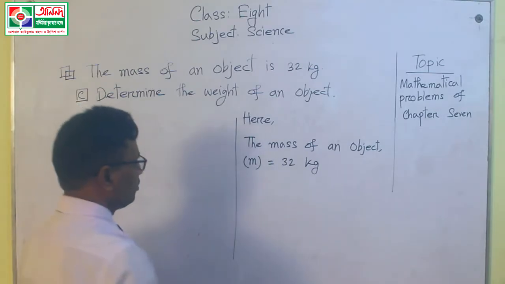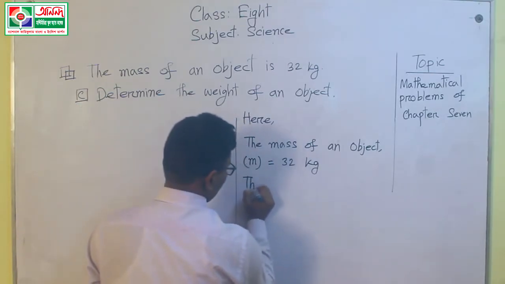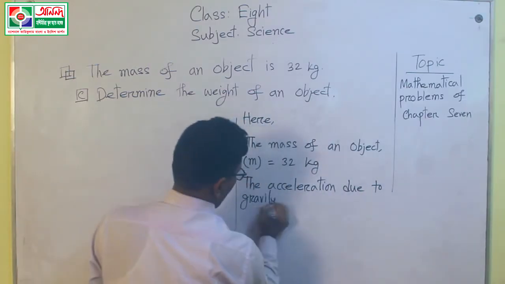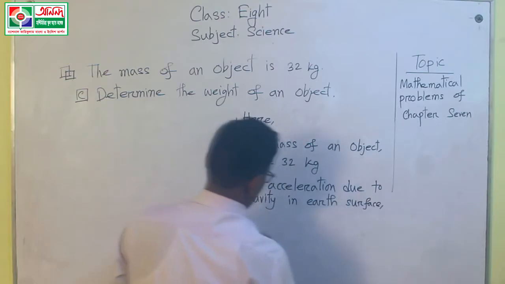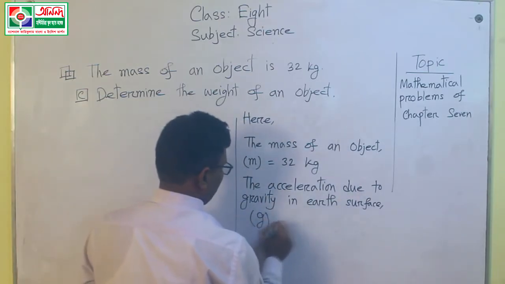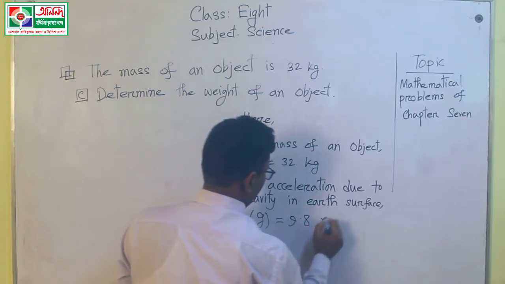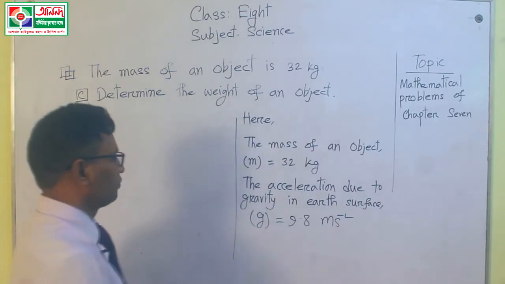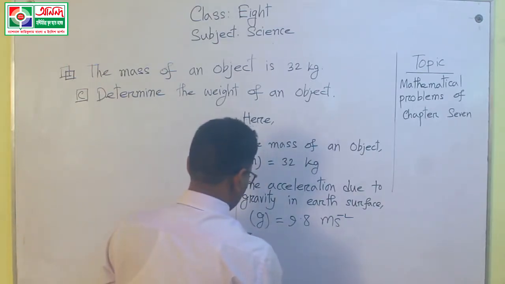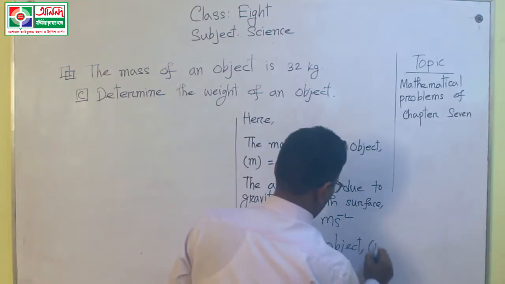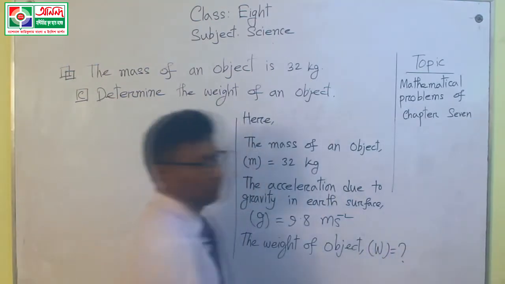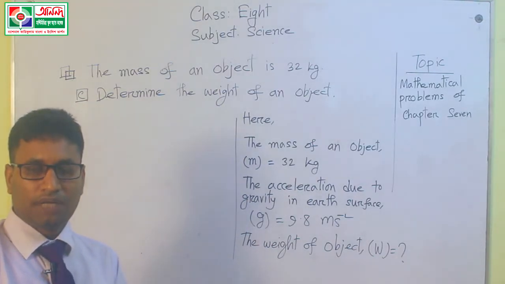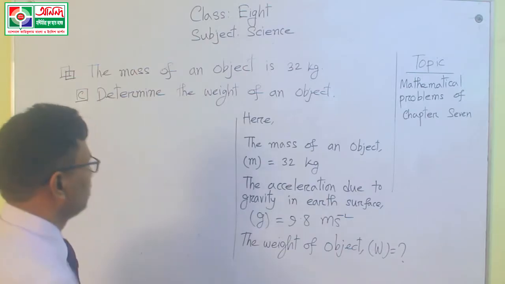Next, the acceleration due to gravity on Earth's surface is small g equal to 9.8 meter per second square. And now the weight of the object, W equal what? That means we will calculate the weight of the object.